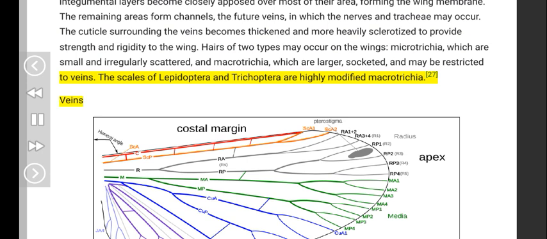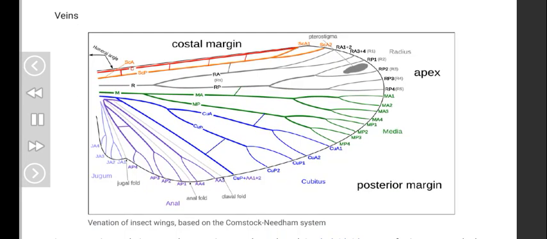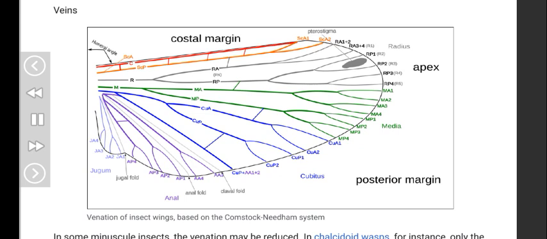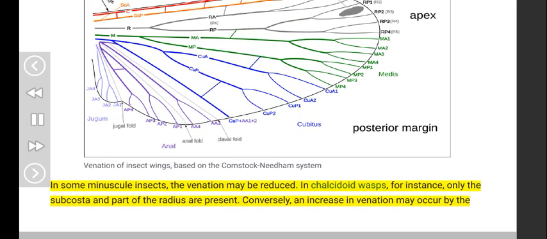Veins. Venation of insect wings, based on the Comstock-Needham system. In some minuscule insects, the venation may be reduced. In chalcidoid wasps, for instance, only the subcosta and part of the radius are present.